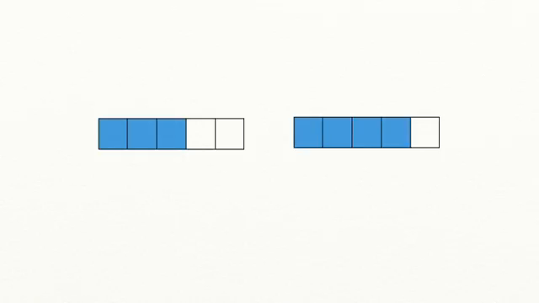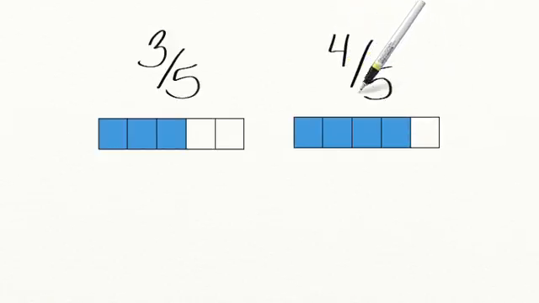Now that we have gone over some basics, let's start with an example. You will see 2 fraction bars below. Each fraction bar is split into fifths. So this fraction bar has 1, 2, 3 out of 5 pieces shaded. So this fraction bar represents 3/5. This bar has 1, 2, 3, 4 pieces shaded. So this fraction bar represents 4/5.